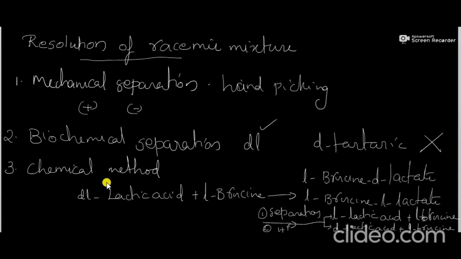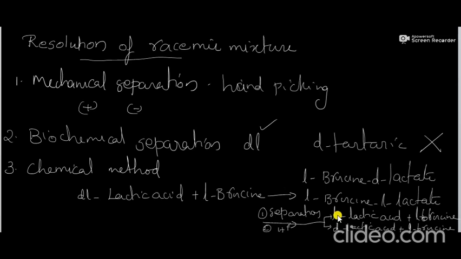Next method is the chemical method. Chemical method of resolution involves converting the racemic mixture of enantiomers into a mixture of diastereomeric derivatives by treating with a suitable optically active reagent. The diastereomers thus obtained may be easily separated, taking advantage of the difference in their physical properties, and then converted back into the original enantiomers.